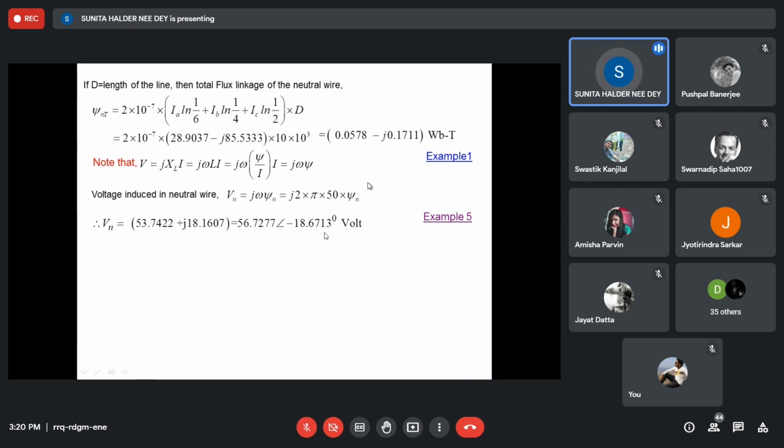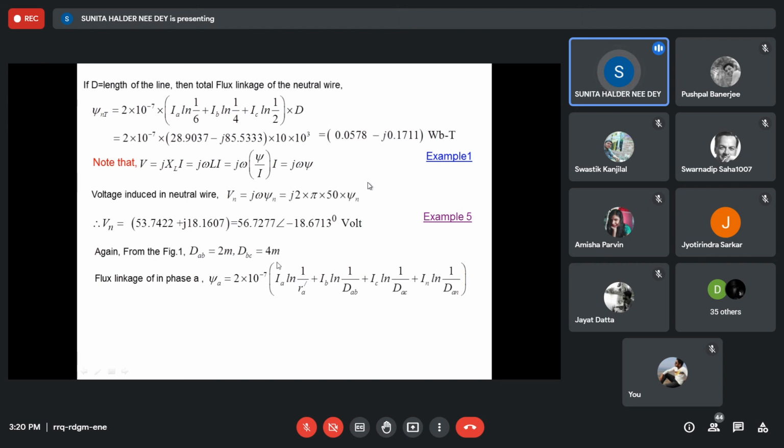Why is it coming? Because the currents are not symmetrically spaced. They are not 120 degrees phase apart. For that reason, numerically their summation may be 0, but they are not 120 degrees out of phase.